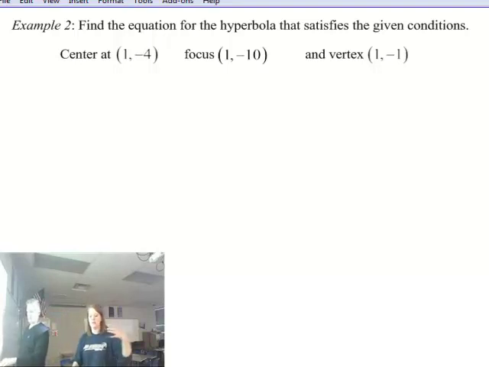Okay, so we started off with "here's the equation, give us the stuff." Right. So now here's the stuff, give us the equation. So what should we probably do first? Should we graph the points? We should always. Yeah. All right.